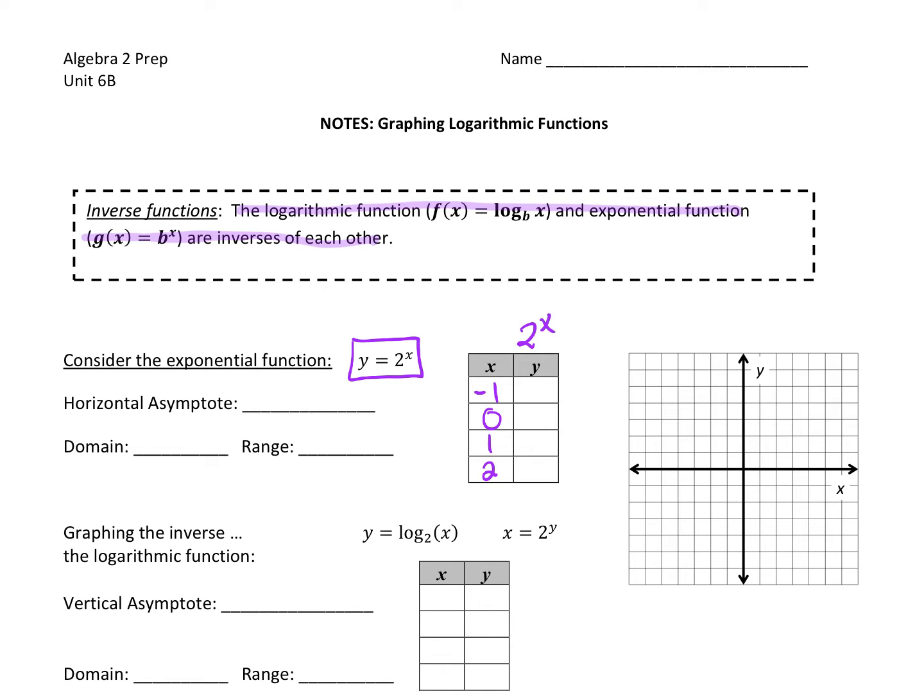I'm going to raise 2 to the x power for each x value. So 2 to the negative 1 power is a half, 2 to the 0 power is 1, 2 to the first power is 2, 2 to the second power is 4. And then I'm going to plot these points.